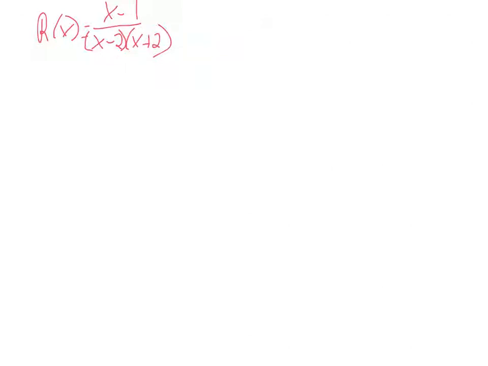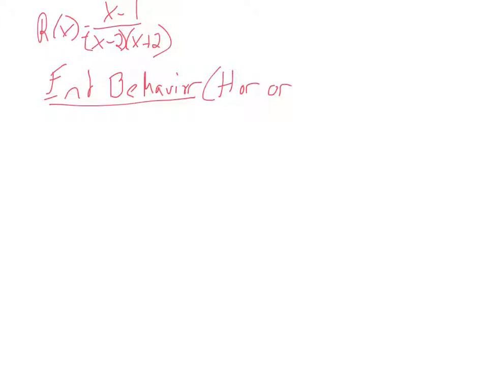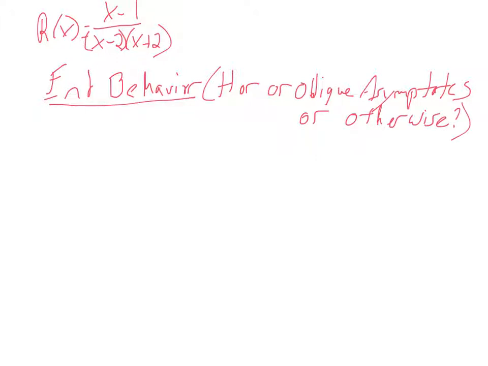So another thing we would like to know about this is, what is the end behavior? So we located the vertical asymptote, so what is the end behavior? Remember, the end behavior means, do we have any horizontal or oblique asymptotes? Or otherwise, right? If they're not oblique asymptotes, that just means the end behavior is not linear. It's quadratic or cubic or whatever. So what type of end behavior do we have?